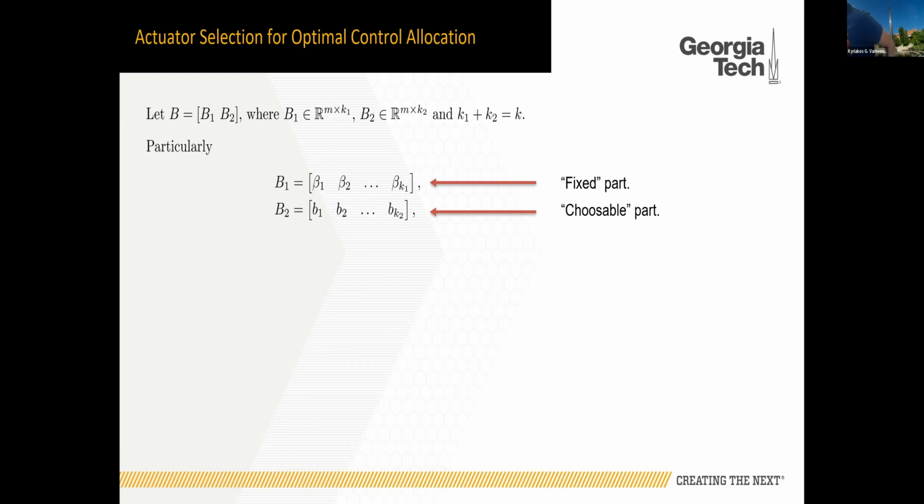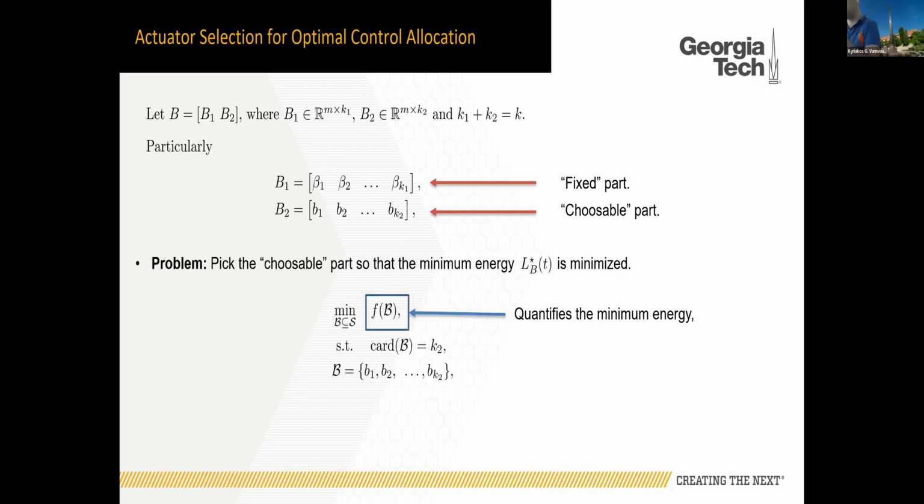Again, I have two parts. One is the fixed part and one is the choosable part. What I want to do is pick the choosable part such that the minimum energy that you saw in the beginning, a couple of slides before, is minimized. And of course, this phi of B has to quantify this minimum energy.